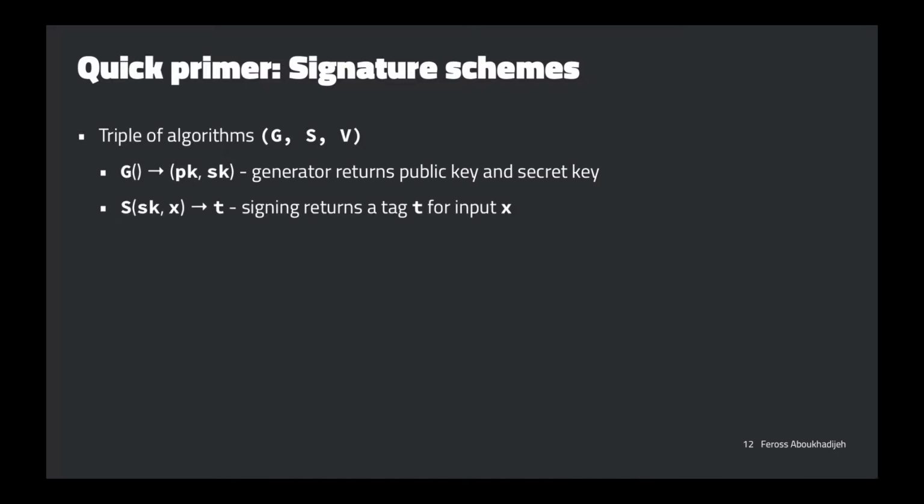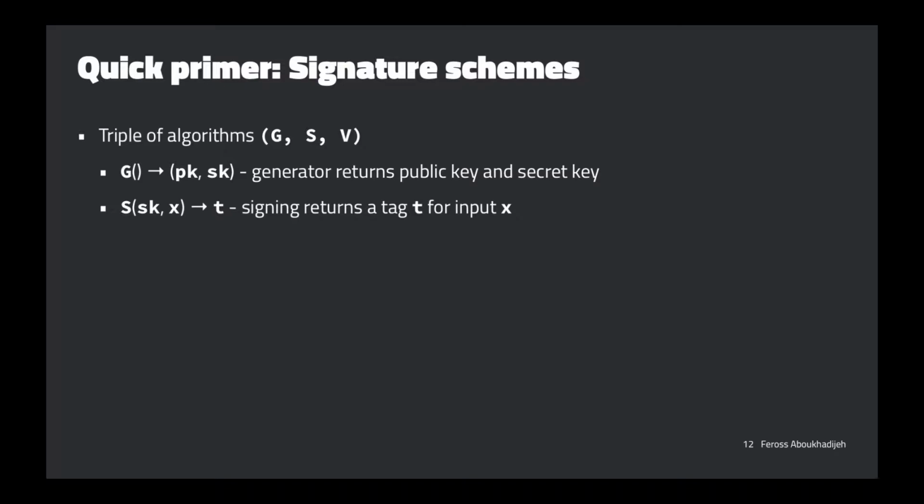You also have S. S is the thing that you actually use to sign a value. Signing a value means that X is some random value, some string, let's say. You pass in the secret key, and you pass in the value that you want to sign, and you get out this thing called a tag. The tag is like another random string, but it has some useful properties.